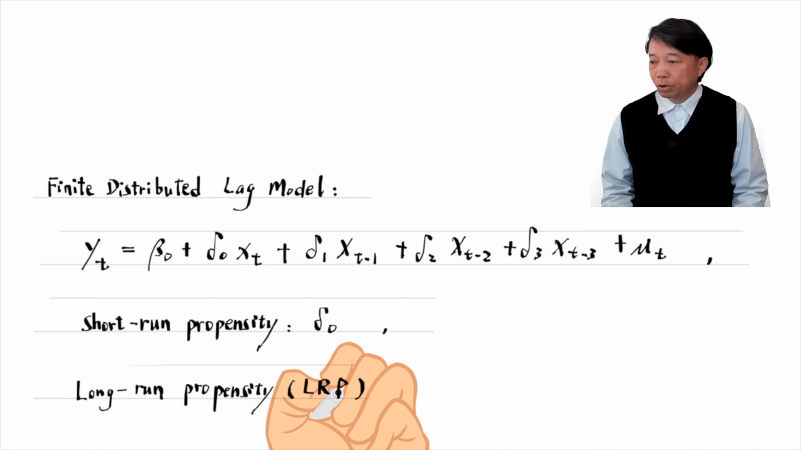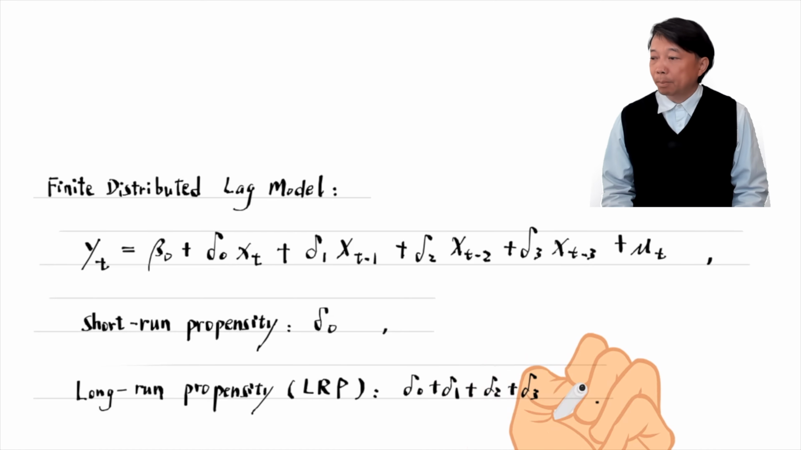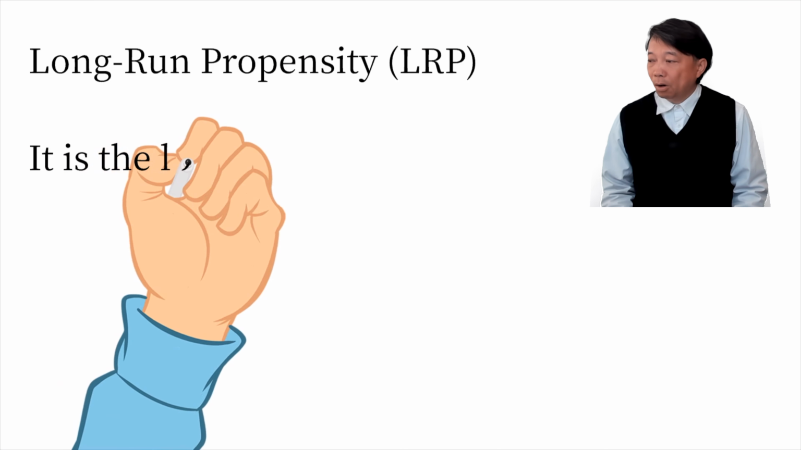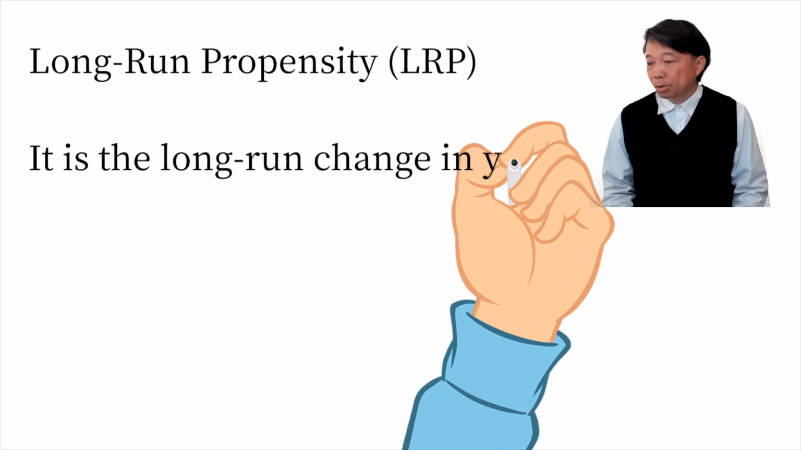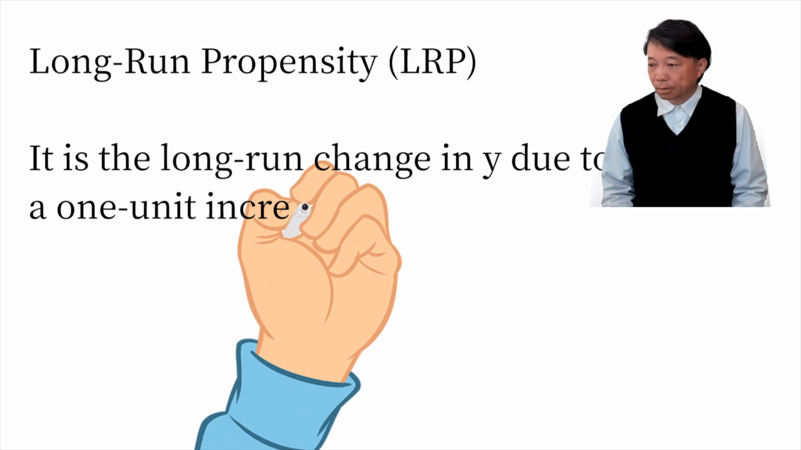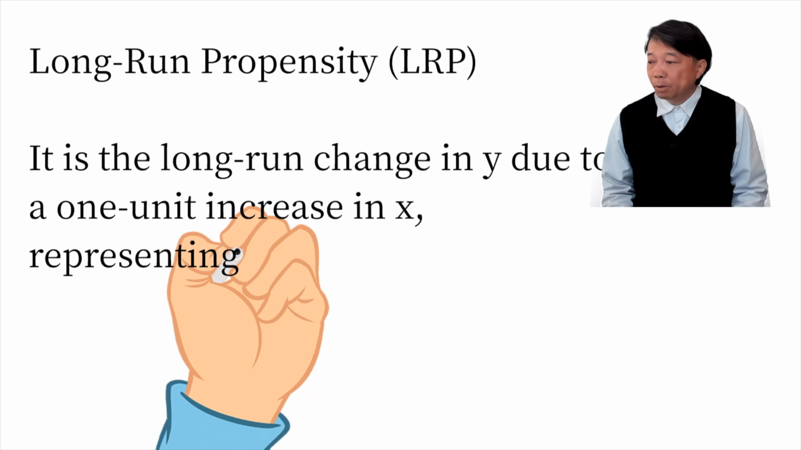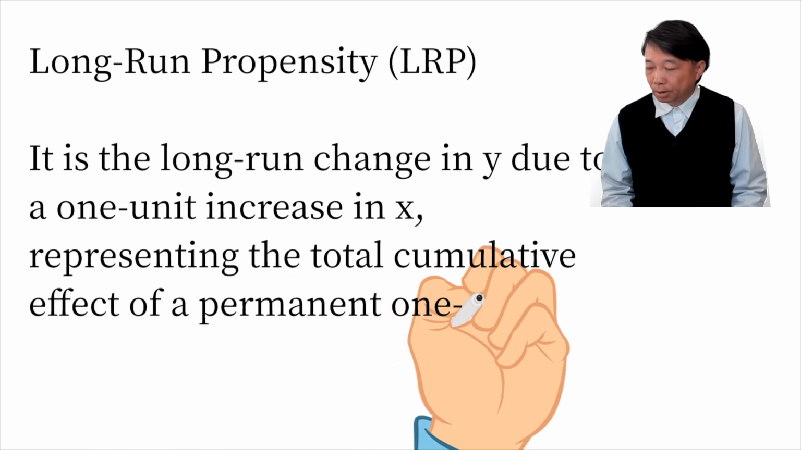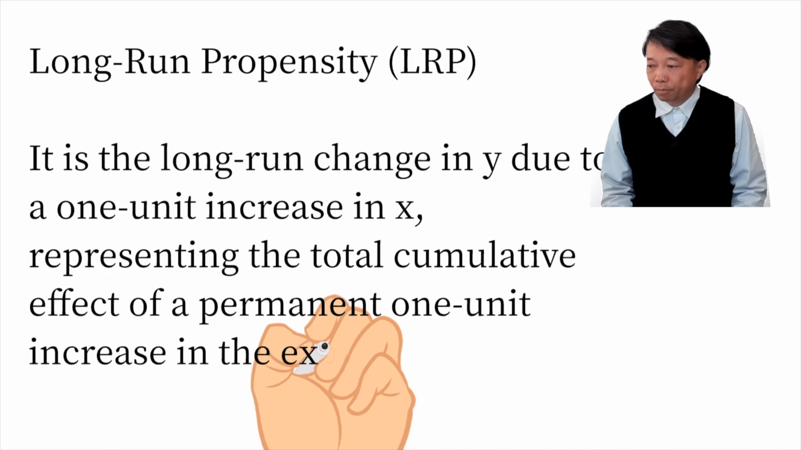The sum of the coefficients of them, that is, the sum of sigma 0, sigma 1, sigma 2, and sigma 3, is called the long-run propensity, LRP, or long-run multiplier. The long-run propensity, LRP, is the long-run change in y due to a 1 unit increase in x, representing the total cumulative effect of a permanent 1 unit increase in the explanatory variable on the outcome variable over time.